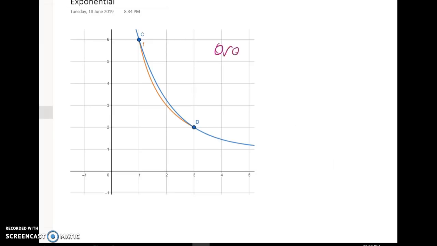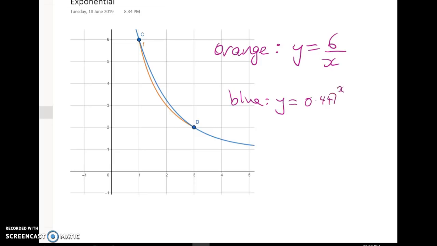The orange line is the correct version. So that's the exact equation, y is equal to 6 over x. But the blue line is my exponential approximation, y is equal to 0.447 to the power of x minus 3, plus 1. So pretty cool, right? I've got just 2 points and I found 3 different ways to do that modelling. So the hyperbola picked up exactly this equation, and the exponential was this one here. You can see it's a little bit too high, but it's not too bad. As a percentage error, that's not bad.